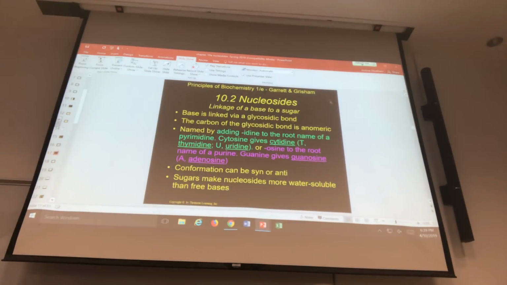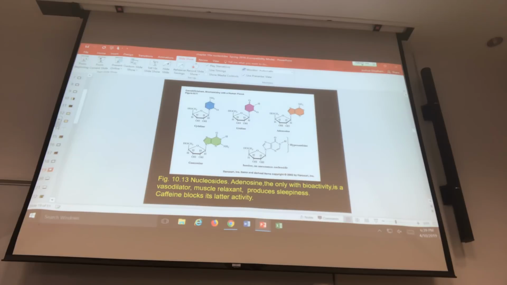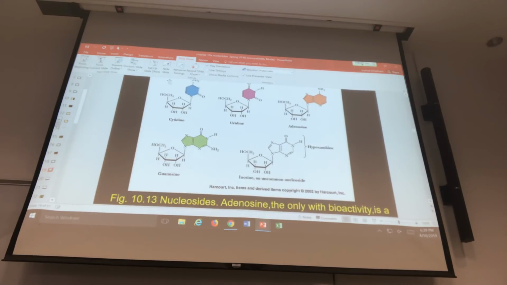So, make sure you know how to name them correctly. If you want all the names, here they are: cytidine, uridine, adenosine, guanosine, and not shown here, but thymidine would be another one.